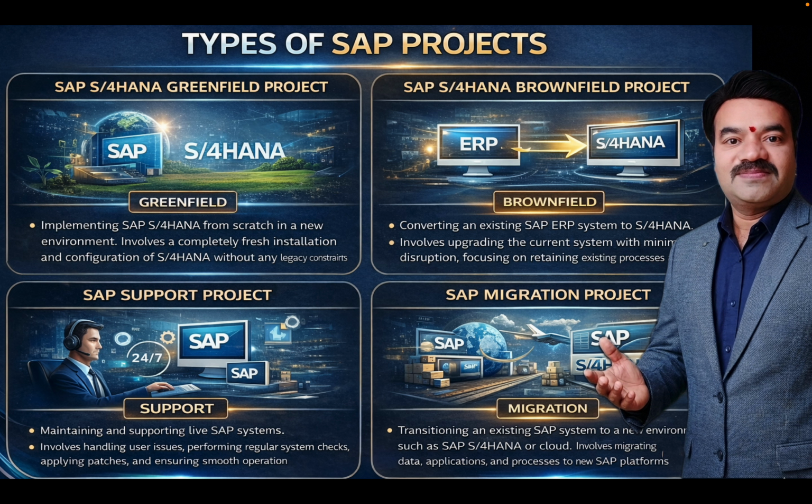Then we have something called the S4HANA Brownfield project, where we are migrating from the old software to the latest software. For example, we are working on SAP ERP. Please remember that SAP ERP here refers to the SAP ECC software. Now SAP has started referring to ECC as ERP, and if you are migrating from there to S4HANA, then it is considered a brownfield project, where we are converting from the old version to the latest version, and it involves upgrading the current systems with minimum disruption, focusing on retaining the existing processes.